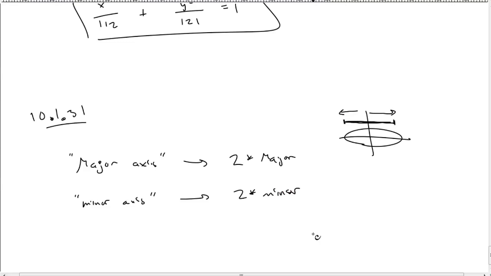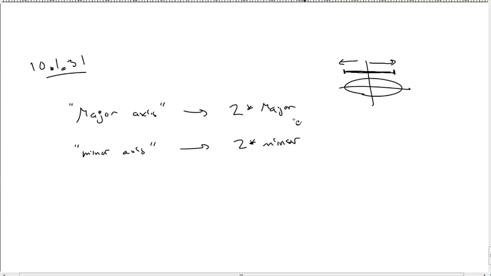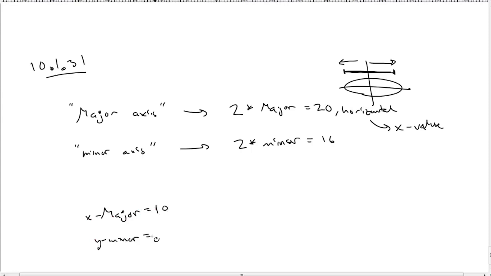And so, this particular problem says that my major axis is equal to 20, and they also say that it's horizontal, which means that it's going to be an x value. And that's good to know. It looks like that, basically. My minor axis is equal to 16. So here's my equation. Solve for major and minor. You'll see that you get a 10 and an 8. So my x major, because it's horizontal, is a 10. My y minor is an 8.